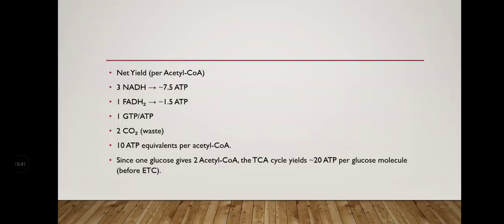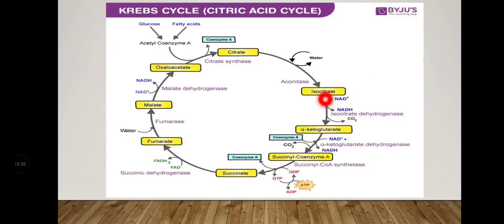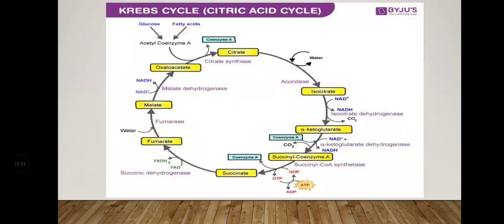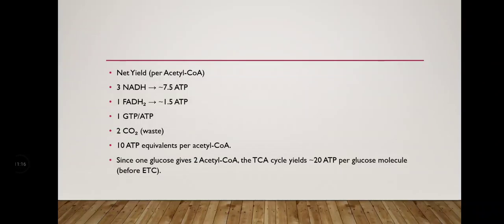Now, what is the energy yield in this cycle? So remember, if we start counting, what we need is to count the number of NADH molecules that are produced. So 1 is produced here, 2 is produced here, 3 is produced here. So there are 3 NADH molecules produced from this cycle. Then we have FADH2 that is produced here, 1 molecule of FADH2.